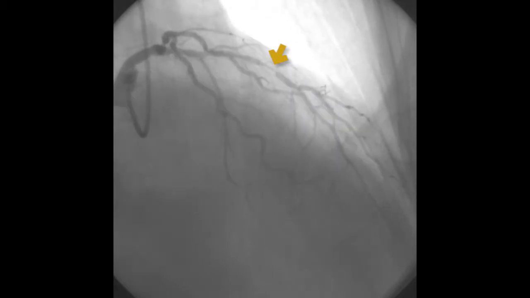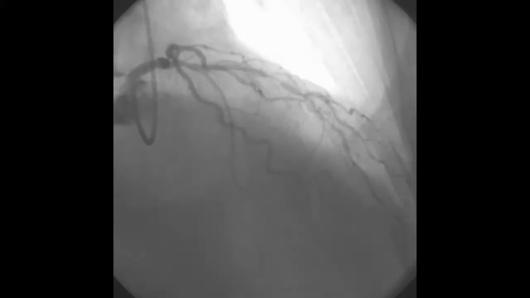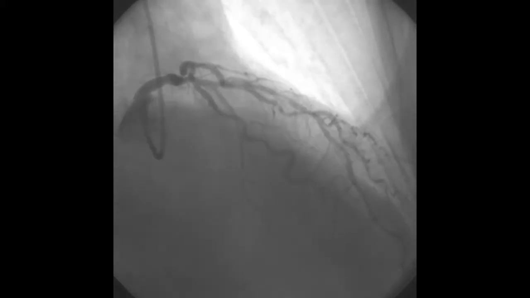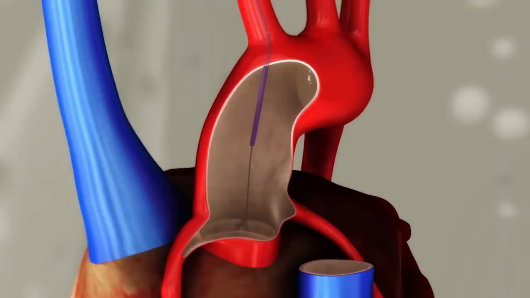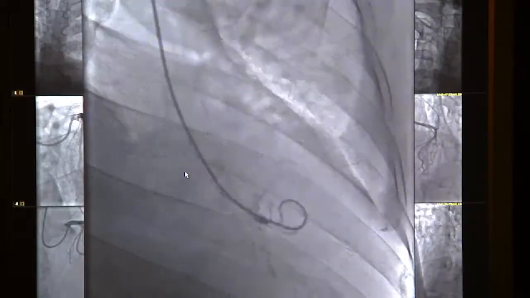If a significant blockage is found in one of your arteries, a percutaneous coronary intervention or PCI may be performed to help open your narrowed artery and restore blood flow. Before performing the PCI, your doctor may also choose to X-ray your left ventricle to see how the ventricle and valves are working.